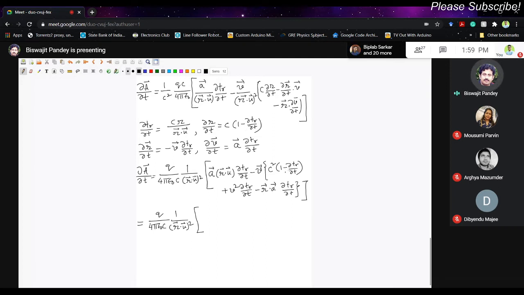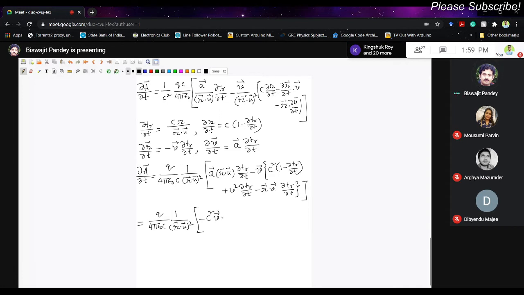Let us do one thing. This second term contains del tr del t, this also contains del tr del t, this also contains del tr del t, first term also contains del tr del t. Only the term which doesn't contain del tr del t is minus of c square times v. So let us write that separately, minus of c square v. This doesn't contain del tr del t, so I'm separating it out.